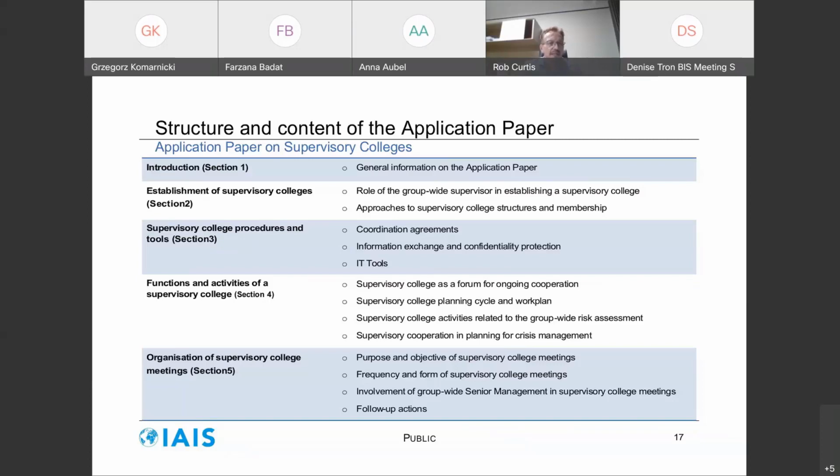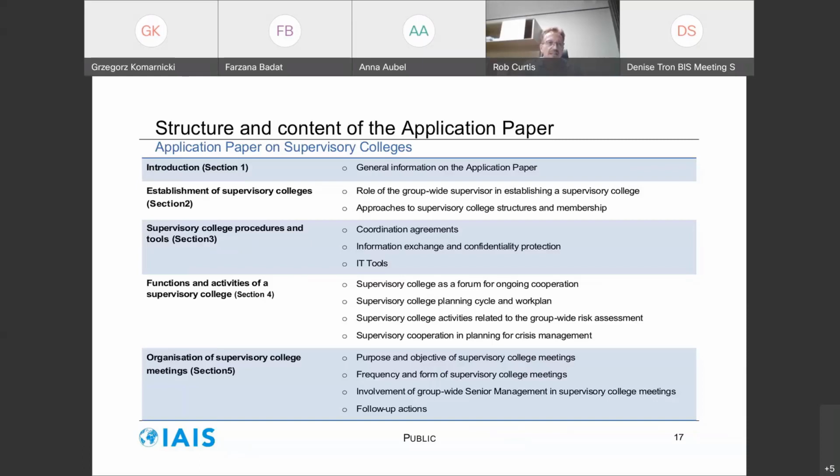In this regard, we pay particular attention to protecting confidential information shared within supervisory colleges. In Section 4, we highlight that a supervisory college is a permanent platform for supervisory cooperation and coordination. This section also describes a planning cycle for the supervisory college activities, including development of supervisory college work plans, as well as activities related to the group-wide risk assessment.